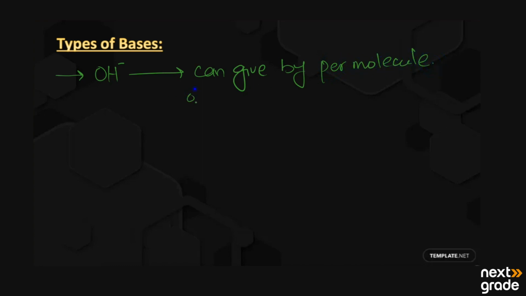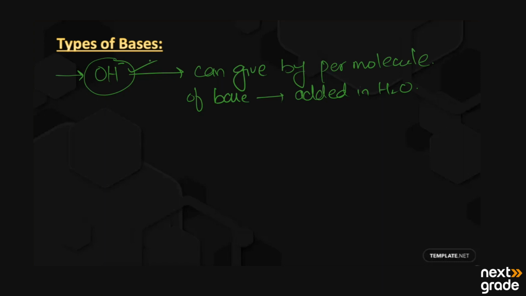So, hydroxide ions that they can give per molecule of the base when they are added in water. When we add a base in water, how many hydroxide ions is it going to produce per molecule? Per molecule means one molecule is going to produce how many hydroxide ions in the water. So they have been classified on this basis.